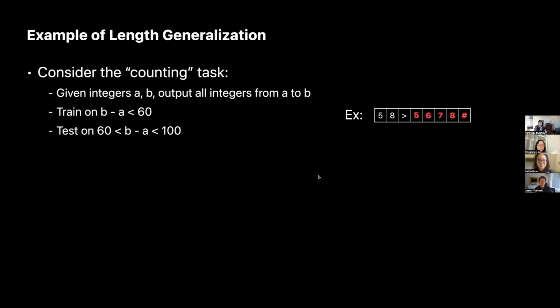Okay, so I want to give you first an example of length generalization. In the rest of the talk and all the experiments, we're considering decoder-only transformer models trained from scratch. So here is the counting task. For this task, we have A and B, and the output is the sequence of numbers from A to B. So here's an example, 5 and 8 is our prompt, and the output should be 5, 6, 7, 8, followed by an end of sequence token.